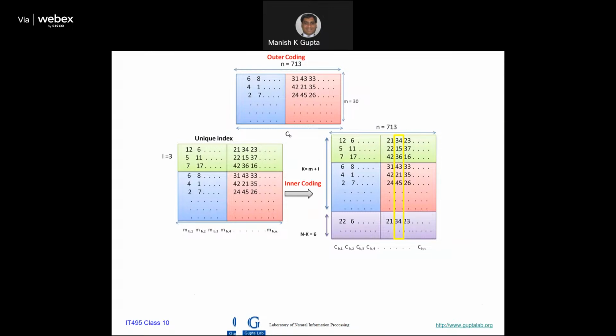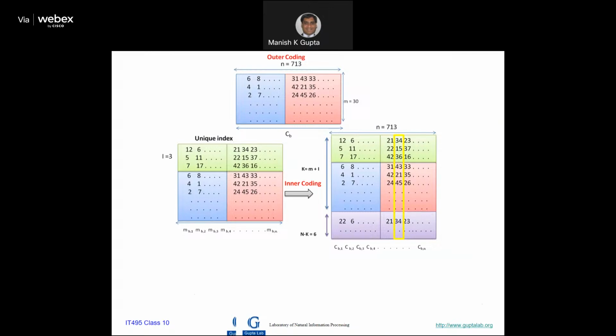Each vector here, MB1 is this vector, MB2 is this vector, and so on. Now the size of this column is L plus M, because you see this was M in the previous one. So this is L plus M.